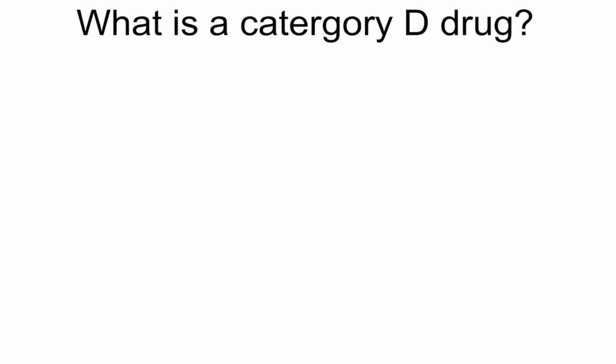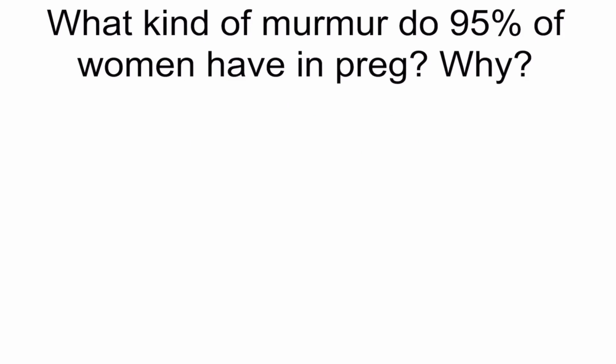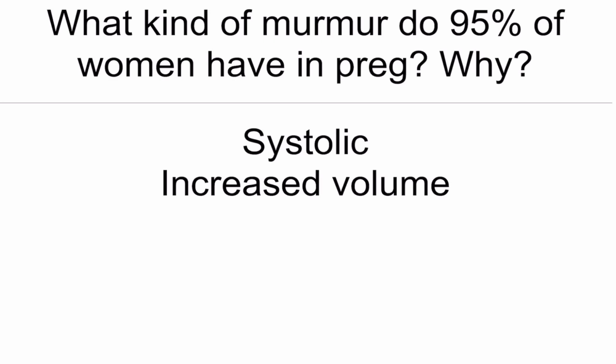What is a category D drug? Well-controlled observational studies in pregnant women show no risk to fetus, or show known risk to fetus. What kind of murmur do 95% of women have in pregnancy, and why? Systolic, because of increased volume. I believe they call this a flow murmur.